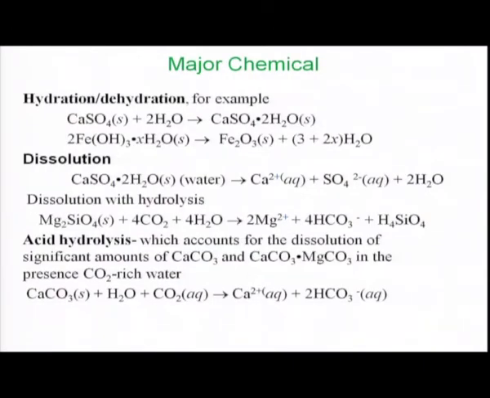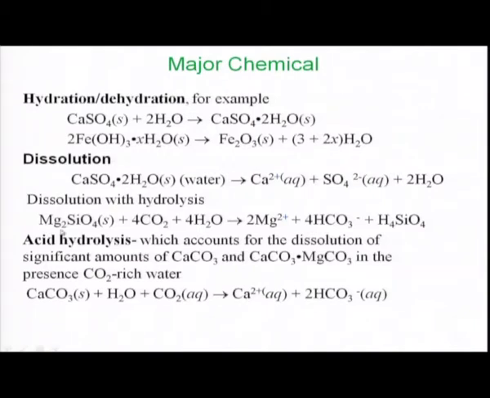If we look at the major chemical phenomena taking place during weathering of rock, there are hydration and dehydration reactions. For example, calcium sulphate takes up water and forms the hydrated molecule. Ferric hydroxide with water hydration may lose water. Since the solubilities of both are different, they also contribute. In dissolution, the hydrated calcium sulphate species undergoes dissolution and forms calcium ion and sulphate ion. This way it contributes to dissolution or mineral formation. And dissolution with hydrolysis is also possible.